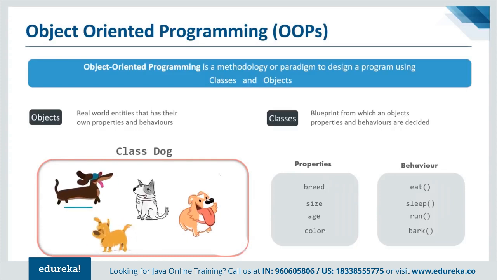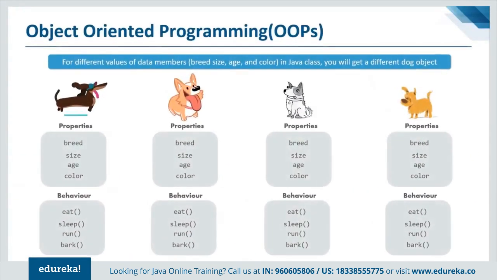Behavior goes like eat, sleep, run, bark, etc. So let's say a nose over here is used for a process called breathing or respiration. Respiration is a behavior. So we have an object with properties and behavior. An object will have properties, an object will have behavior, and these properties and behavior will be written in the class to describe the object.